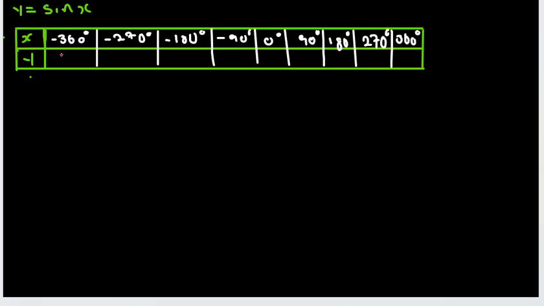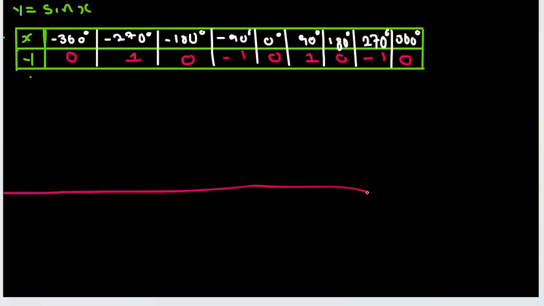Now let us plug in the values. We know that at 360 degrees it's just 0. Then here it is positive 1, and here it is negative 1. So on this side it will be negative 1, but it will be positive 1 here. And these are our values. After we have our values, let us draw a Cartesian plane.